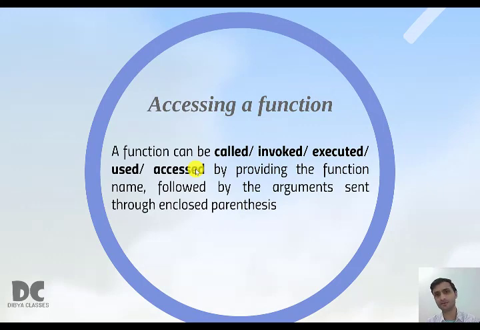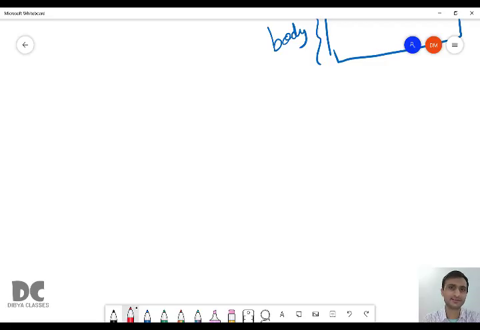Now let us move to the next part, accessing a function. Before coming to this, let us understand one more thing. Till class 9 we used to write only one function, but now there will be more than one function. A single class, a single program, will have more than one function.